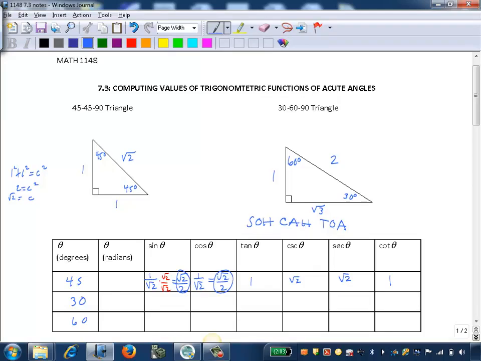Now, just to mention the radians, if we wanted to convert 45 degrees into radians, remember we multiply by our conversion factor of pi over 180. Then we can reduce: 45 goes into itself once, and it goes into 180 4 times. So that's pi over 4. If you want to add it to your triangle, we've got 45 degrees as pi over 4 radians.